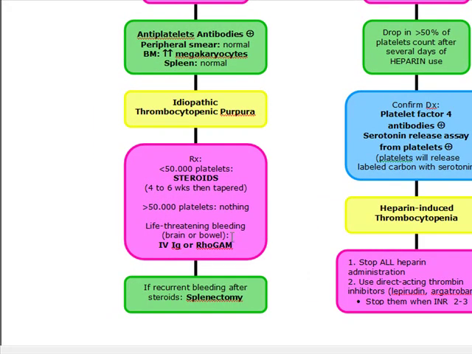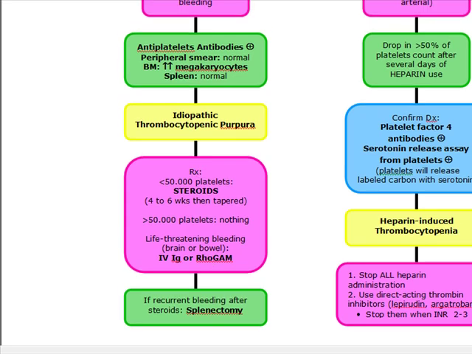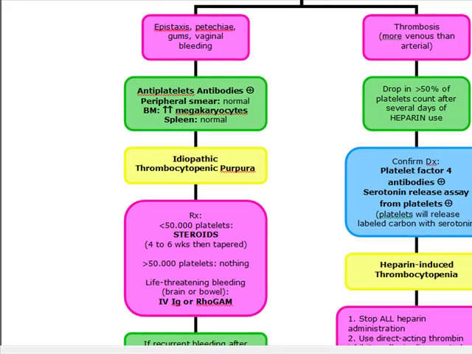And basically, if it's life-threatening, you're going to go IVIG or ROGAM, and it's usually the patient with less than 10,000 with the risk of a life-threatening bleed. You have to remember that ROGAM can only be used in Rh positive patients, and this is why it's not considered a first-line therapy, okay? Patients that are refractory to ROGAM can actually use rituximab.